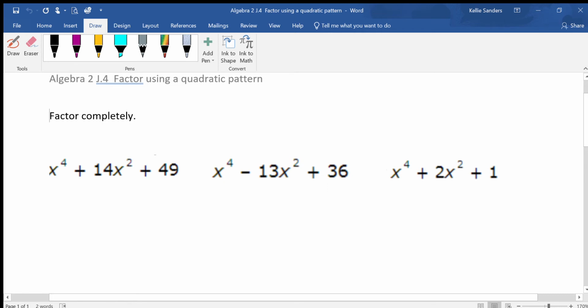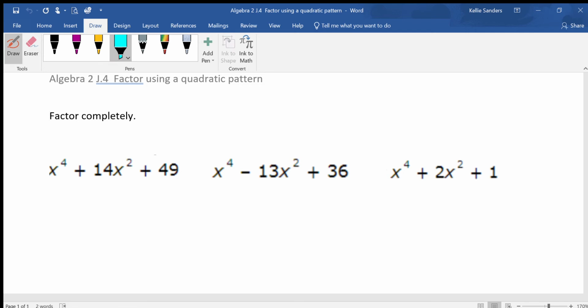Okay, J4, factor using a quadratic pattern. You're going to have to be kind of careful on these. The reason for that is because this isn't a 2 and a 1 anymore. It wasn't 2, 1, and none. These are 4, 2, and 1, which means there's twice as many factors, basically. But it just kind of depends on the problem itself.